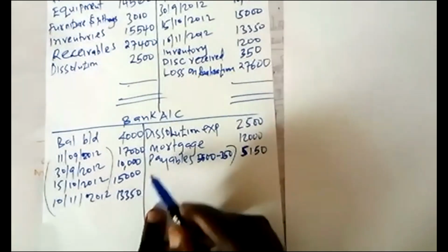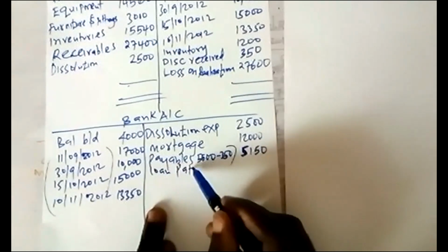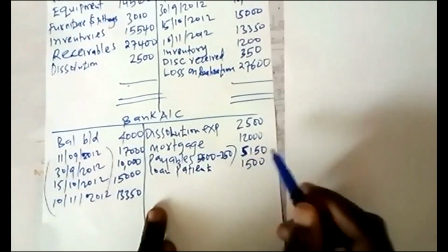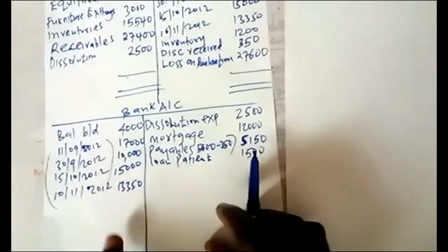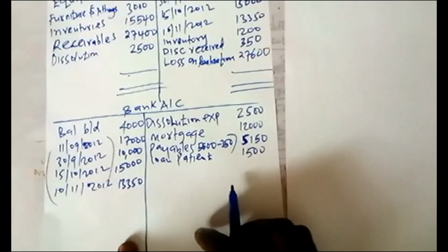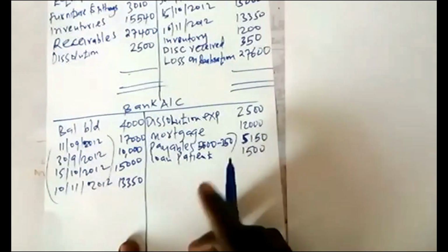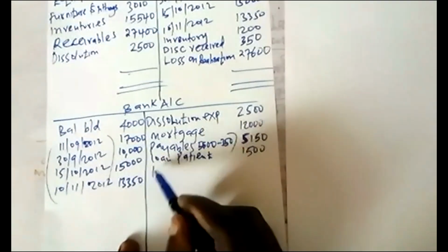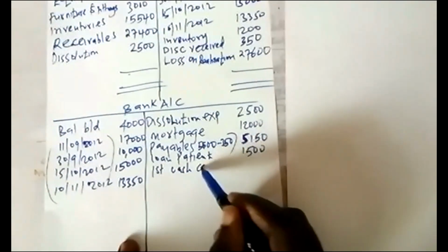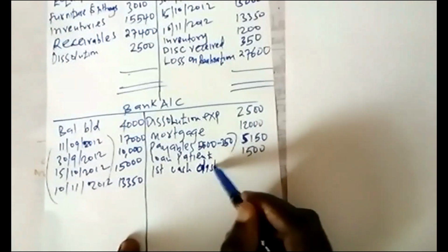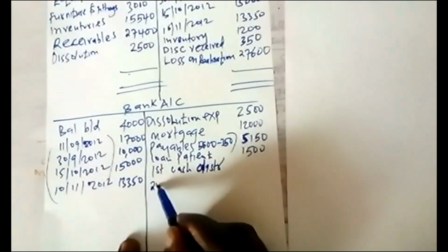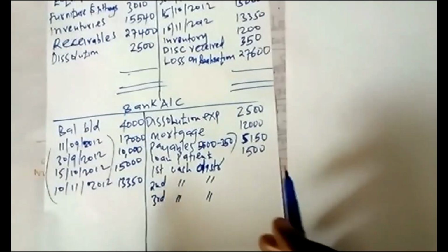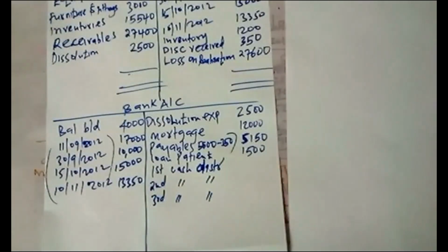Then after that, there was a loan from Patient. So it was 1,500. Anything they paid. So after receiving the cash they were having, remember they did distributions. After these realizations they made, they distributed some money to the partners. So we have the first cash distribution, the second, and the third. So you check from your statement of cash distribution.